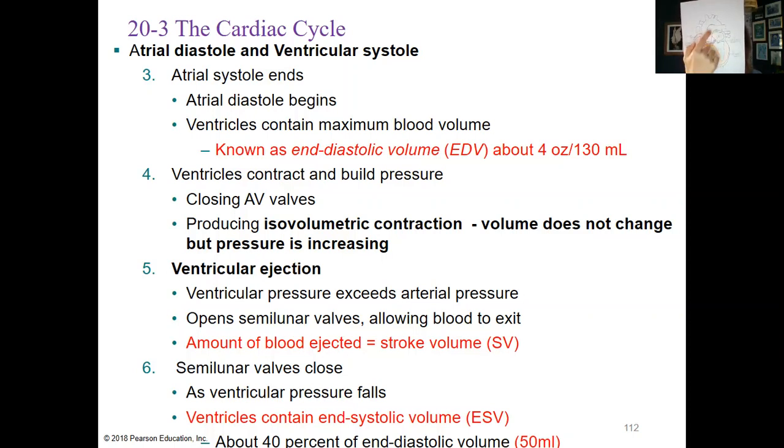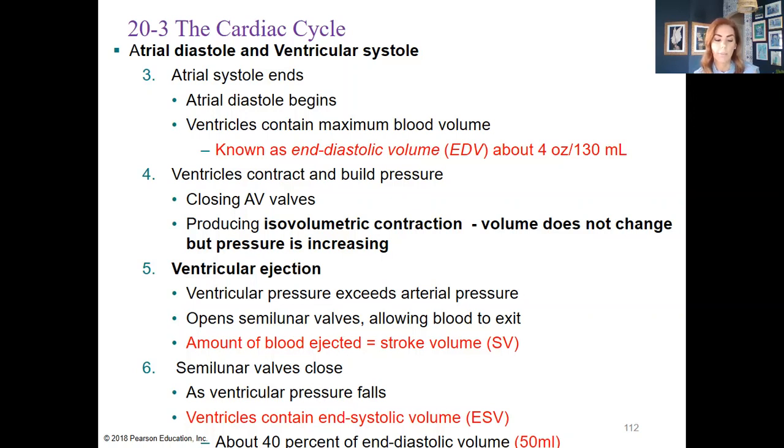So the force of the blood coming back on them is going to cause the semilunar valves to close off. Whenever they close off, we say now our ventricles contain what's called the ESV, or the end systolic volume, meaning we squeezed, got the blood out of the ventricles, but there's still some that's left in there. That is your end systolic volume.